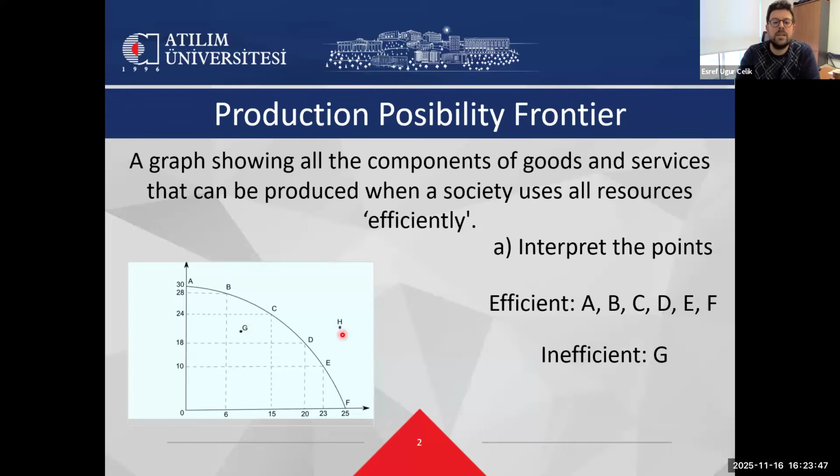And the last option is outside of the curve. The curve shows you the maximum you can get. That's why the outside is called unattainable or unreachable points. So point H is called unattainable or unreachable, the same.